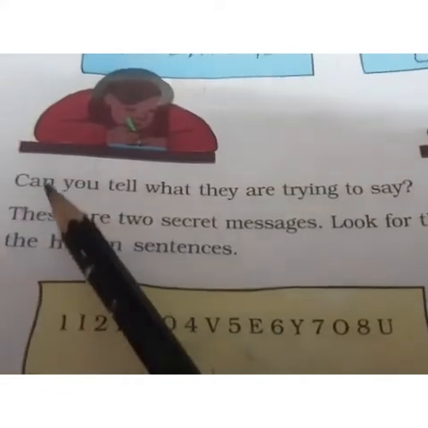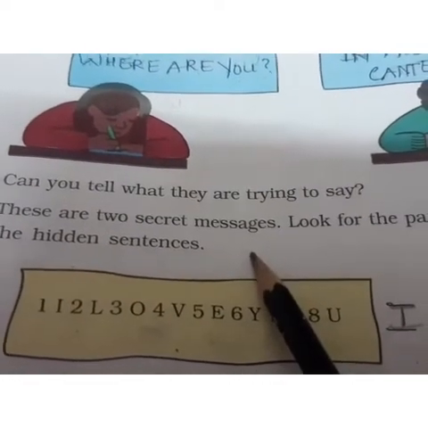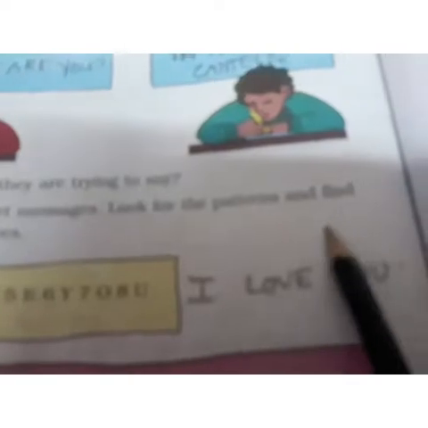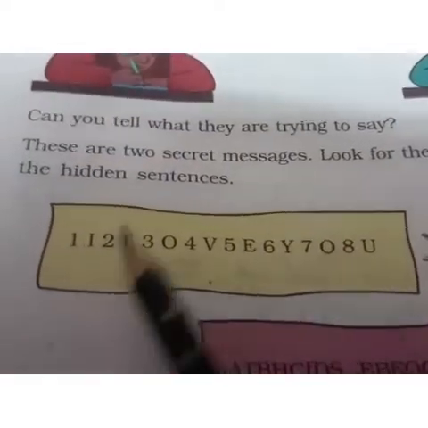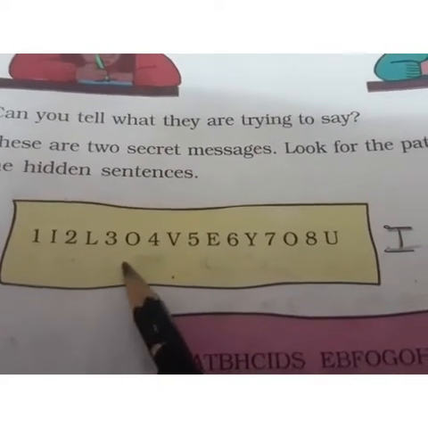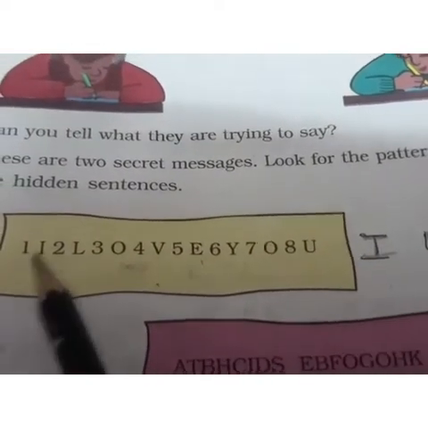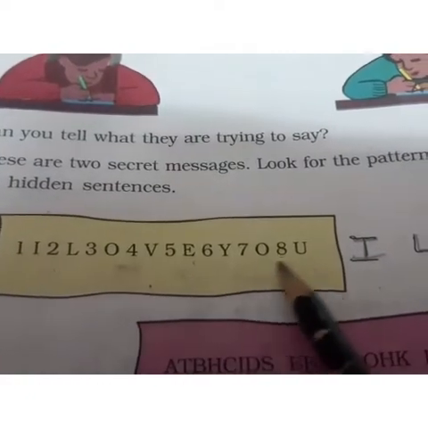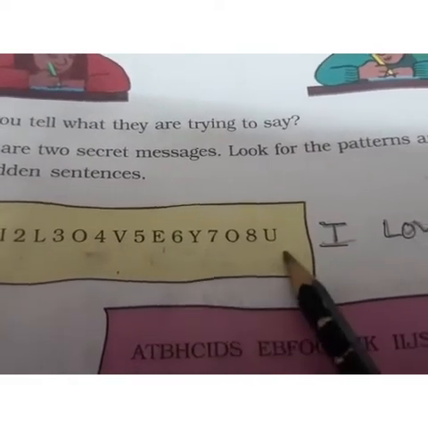Now here, can you tell what they are trying to say? These are the two secret messages. Look for the patterns and find the hidden message. Now here, 1I, 2L, 3O, 4V, 5E, 6Y, 7O and 8U. Here you can see the number is increasing every time with the alphabet. Now I, LOVE, love, and YOU, I love you is the message here.